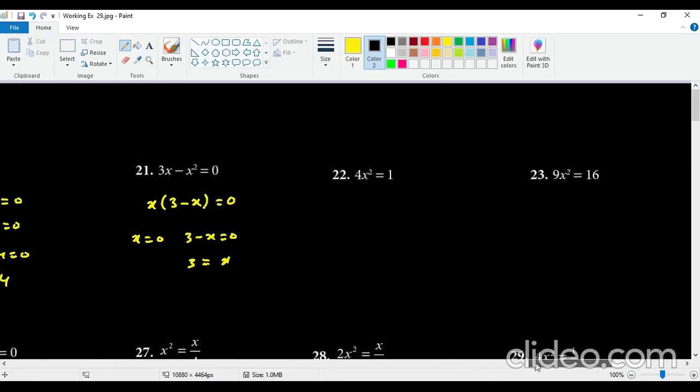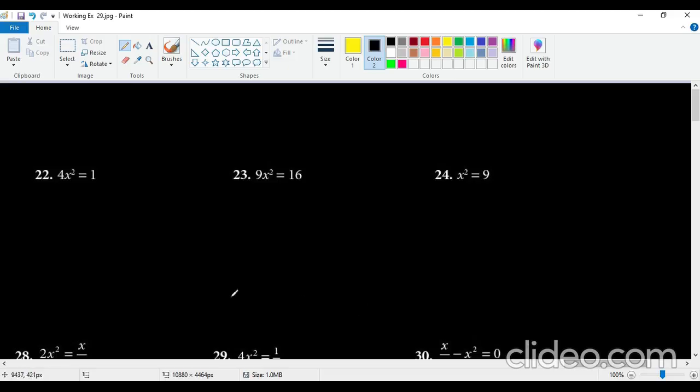When it comes to question number 22, I can do x square equals 1 over 4. So if I take the root, x will be equal to 1 over 2, because 2 times 2 is 4. But in this case, it's going to be plus and minus both. That means the value of x is going to be 1 over 2 positive, and x equals negative 1 over 2. Both are the values.